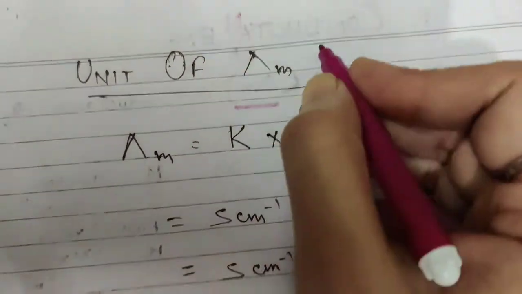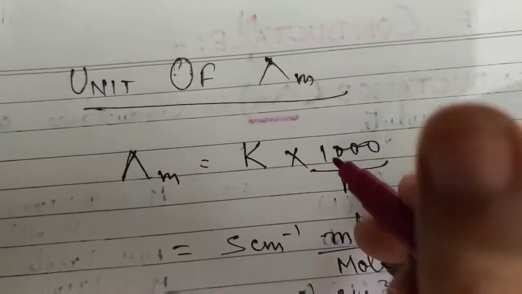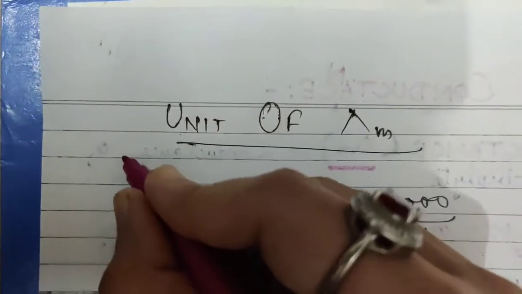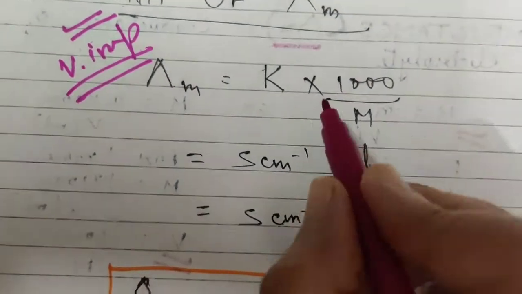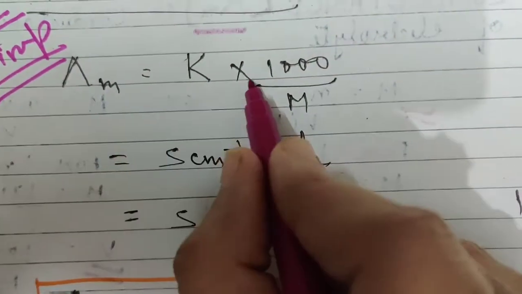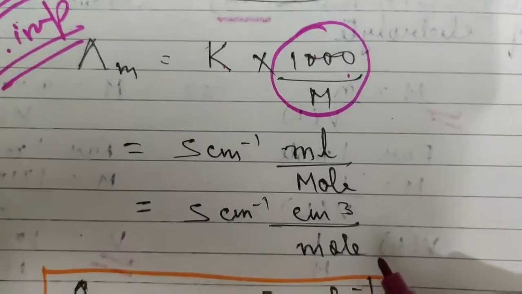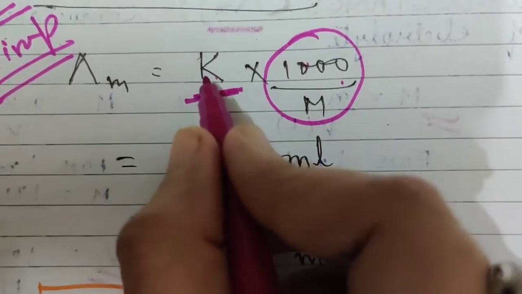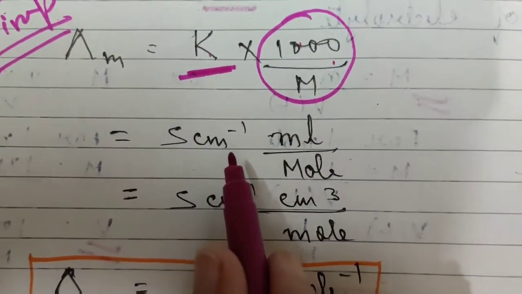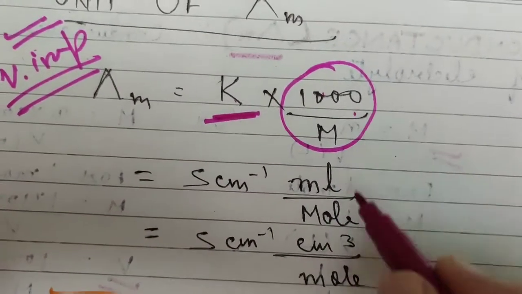Okay, now moving ahead to the unit part. Now the unit of capital M, that is molar conductance, and the unit of equivalent conductance. Children, this question has been asked in your board examination a number of times, so mark it as very important. So from the formula we know that molar conductance is equal to specific conductance into volume, and volume we calculated as 1000 upon molarity. In the last lecture I discussed the unit of specific conductance, which came out to be Siemens per centimeter. Now I have substituted the value of this volume here.